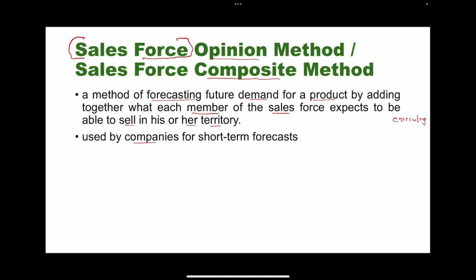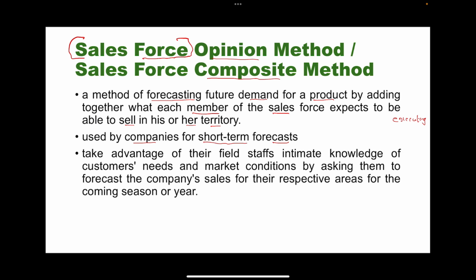So this is used by companies for a short-term forecast, maybe for 3 months, maybe for at least 1 year. It takes advantage of the field staff's intimate knowledge. They have a lot of knowledge about the consumers' needs and market conditions, so we ask them to forecast the company's sales for their respective areas for the coming season or year.